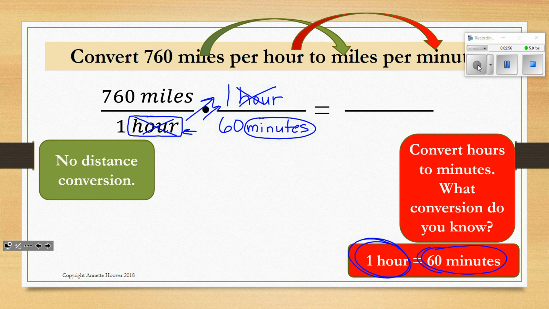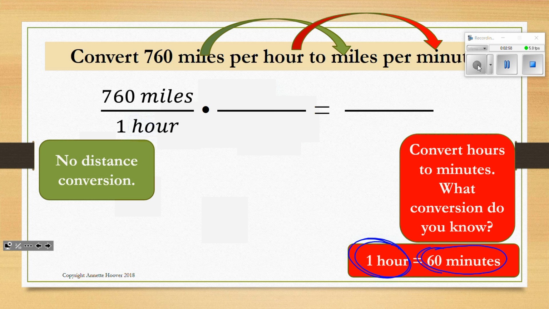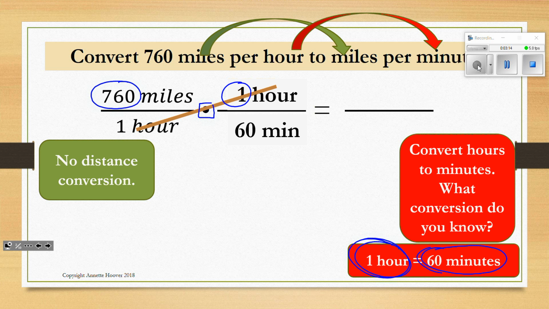Now, once you get it set up like that, all you're going to do, I'm going to erase this because my PowerPoint's going to pull it up, is you're going to, there's the hours canceling out, you're going to multiply across. Notice this is multiplication here. So we multiply the numerators, 760 times 1, which of course is 760. And then we multiply across in the denominator, 1 times 60, which of course is 60. So we have 760 in the numerator, 60 in the denominator. We have one step left to go.